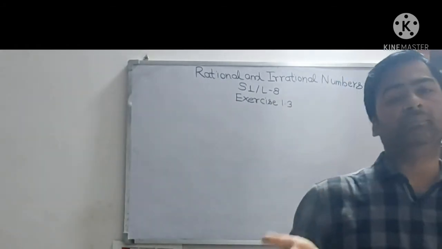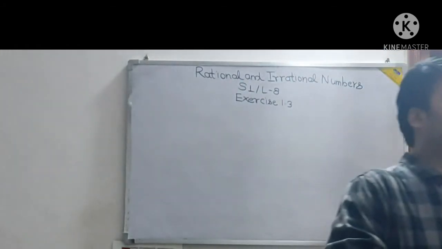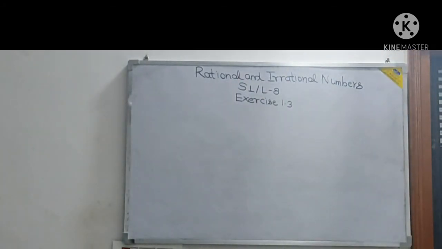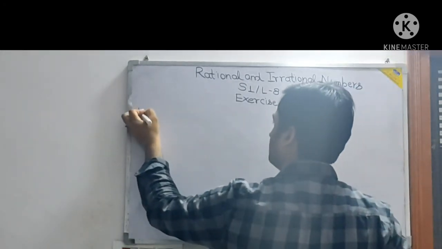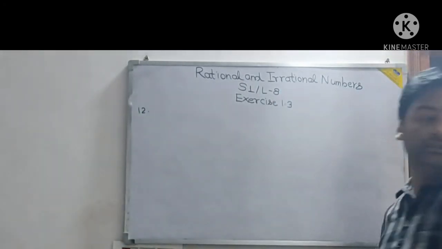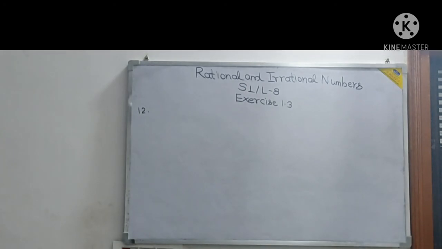And see, answers at the back might not be the same. So don't say that this is wrong and that is wrong. Only the pattern has to be non-terminating and non-repeating. If you are following that, it has to be correct. I am taking one more question. That is question number 12. It is saying insert two irrational numbers. Question number 12 says insert two irrational numbers between 2 and 3.